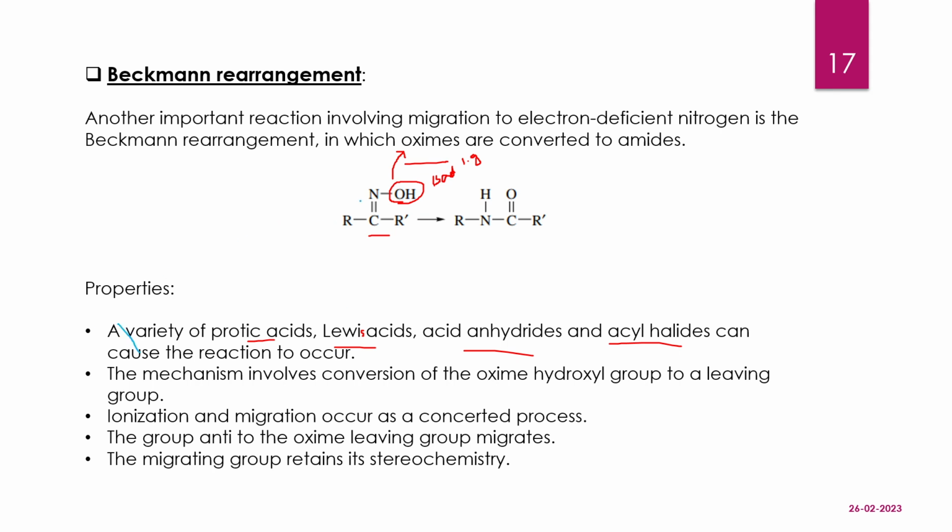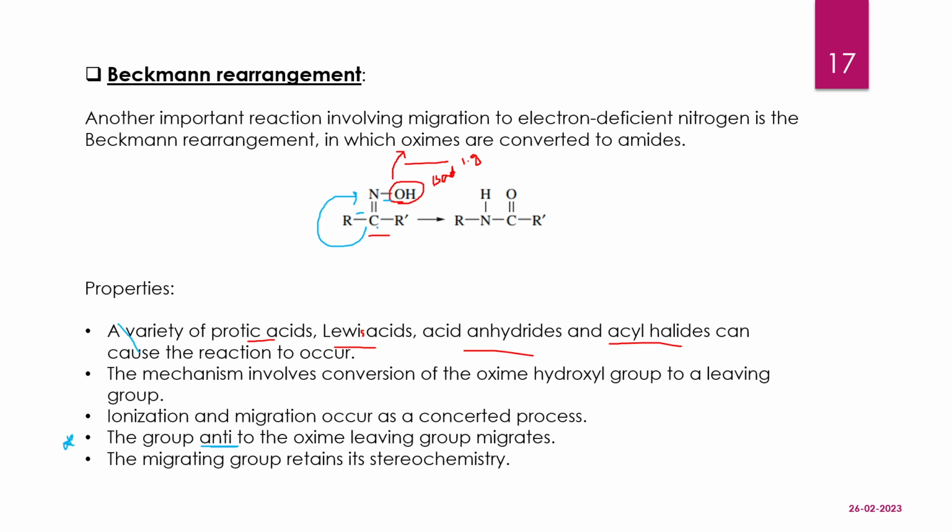So the bond which is anti to this OH bond. See, among these two, this bond is anti. So this has been shifted because this is anti. This is anti, so an anti arrangement is required. This is one of the important points of the Beckmann rearrangement.